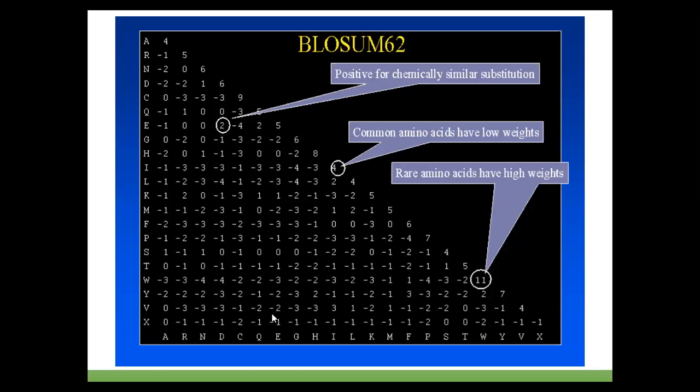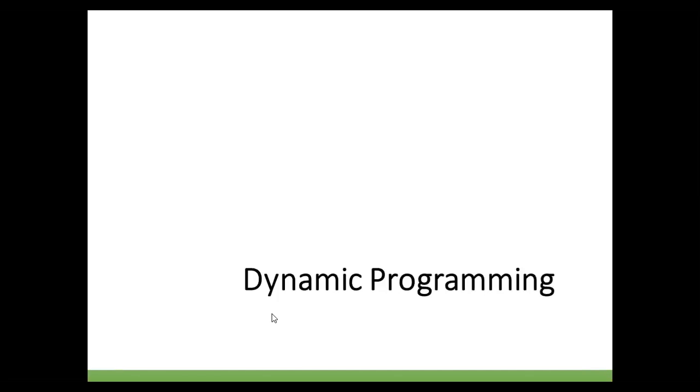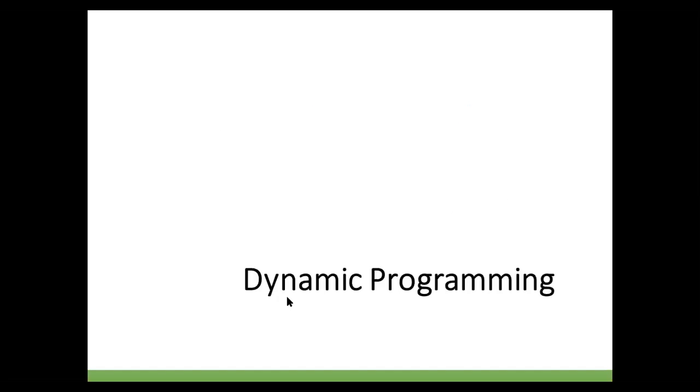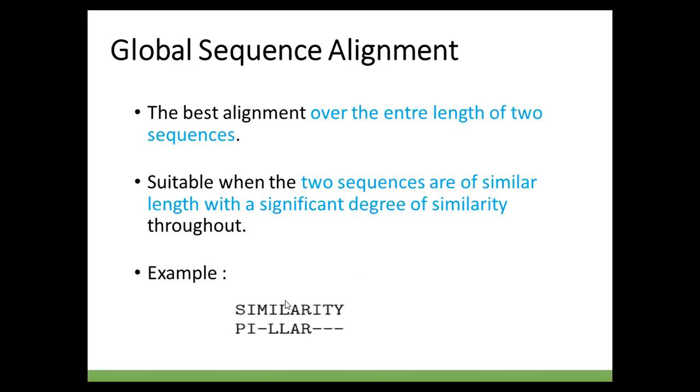So now we are going to look at the interesting part for computer scientists, which is dynamic programming. How can you find the alignments? When you are using dynamic programming to find a better algorithm to solve this alignment problem, you have to look at different alignment types. First, we are going to look at global sequence alignment.